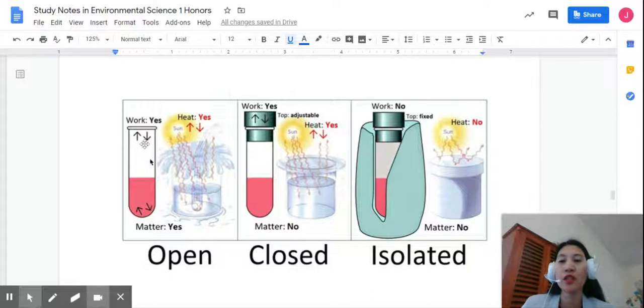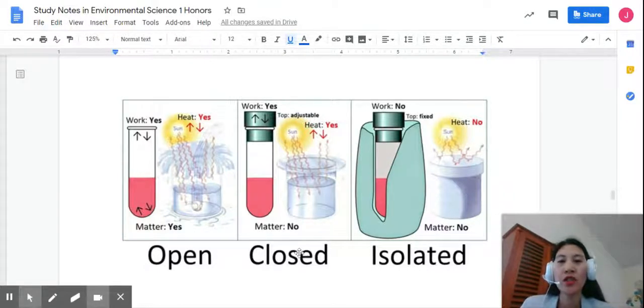So in this example, this is a test tube, and this is colored water, say for example. In the open system, matter and energy can get into the system freely. The heat energy from the sun can get into the system. Matter can get into the system.